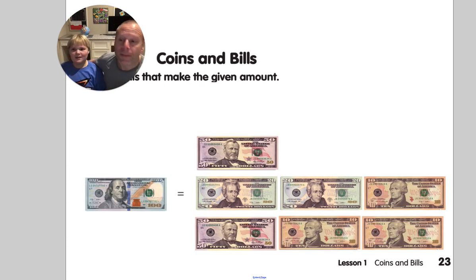Yeah, 100. So, count some bills, practice for us, and then if you do a great job, there is an awesome math game that you can try out with some coins and some bills on your iPad.